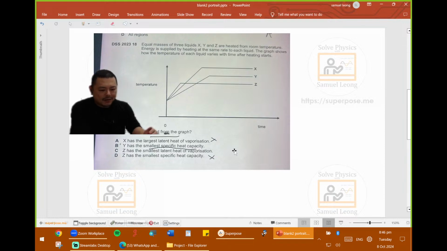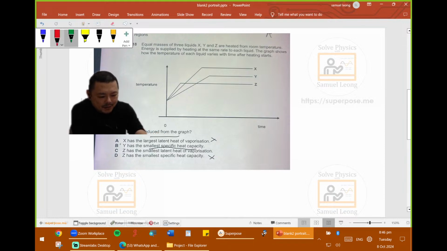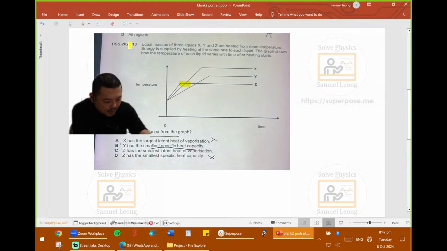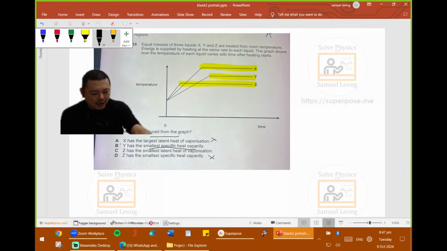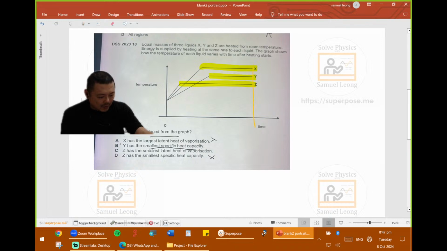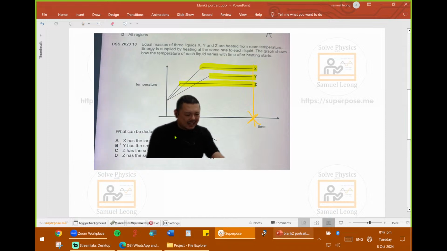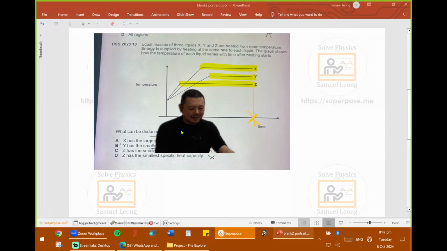Right, the flat parts. Okay, the flat parts. The thing about the flat parts is, actually, we don't know when it stopped boiling. We just stopped the experiment there. Has X, Y, and Z finished boiling yet? So there is no way for me to compare their specific latent heats of vaporization.